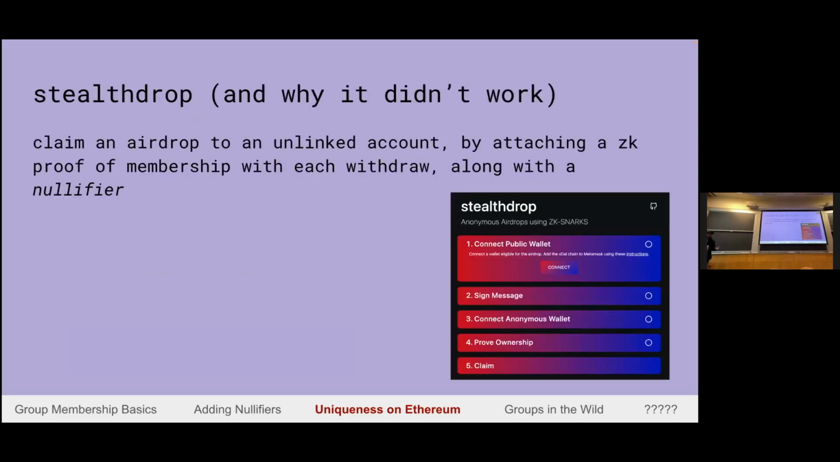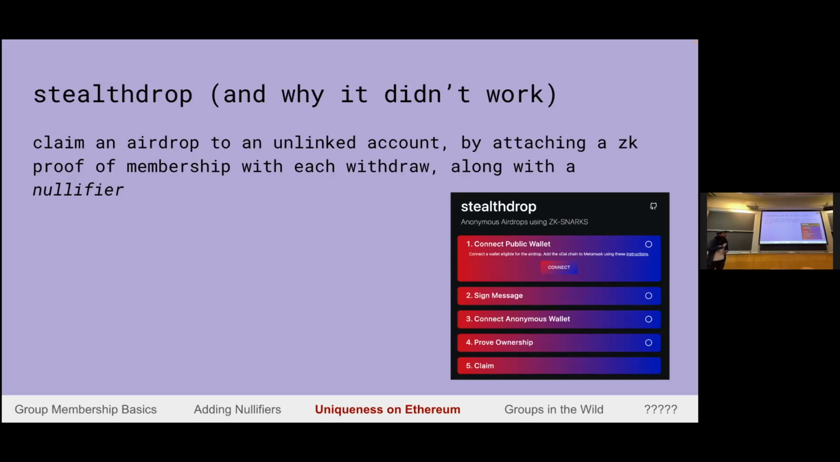So this is where StealthDrop comes in, which you can imagine as the naive way that you would combine signature verification and nullifiers. And it didn't quite work. I'll go through the broken construction and explain why it didn't quite work. And then we'll go over how one could fix this construction. So what does StealthDrop let you do? Well, this project let you claim something called an airdrop. So raise your hand if you know what an airdrop is.